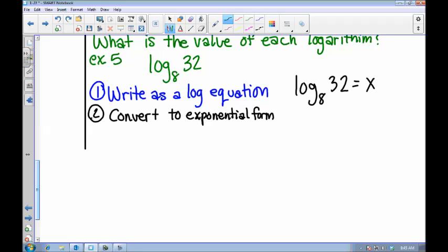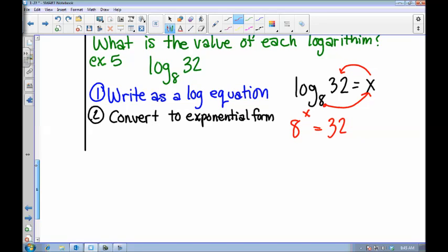Alright guys, what's the base? The base is 8. So if we cross sides, it would be 8 to the x equals 32. So that big number by the log is always the exponent. Or, sorry, I said that wrong. The one by itself is always the exponent. Yeah, I was just confusing myself for a minute.